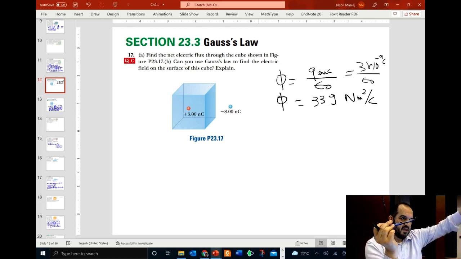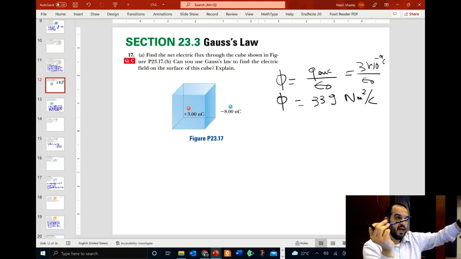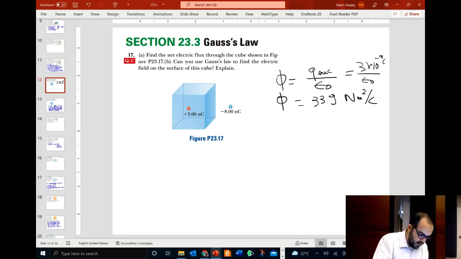We don't have a symmetric situation. The electric field is not constant on any of these surfaces. The electric field is not parallel to the area vector on any of these. So, for example, if you're here, the electric field is going to be like this, and the area vector is like this. So they are not parallel. They are also not perpendicular over all the surfaces, the electric field and the area vector.